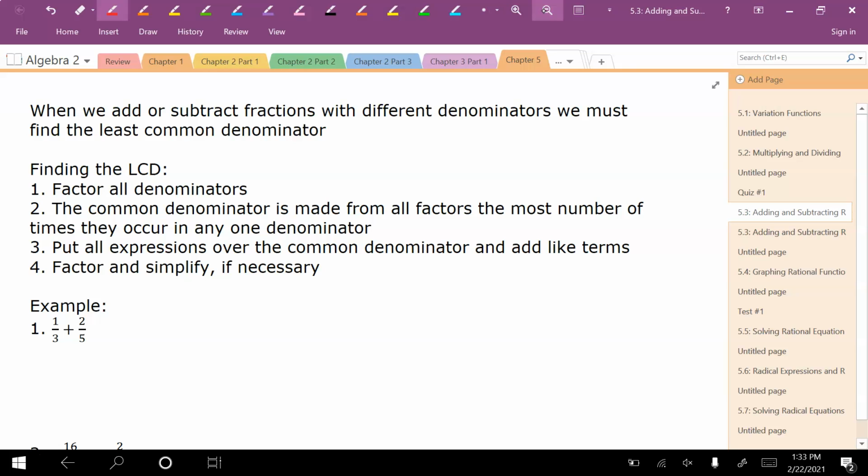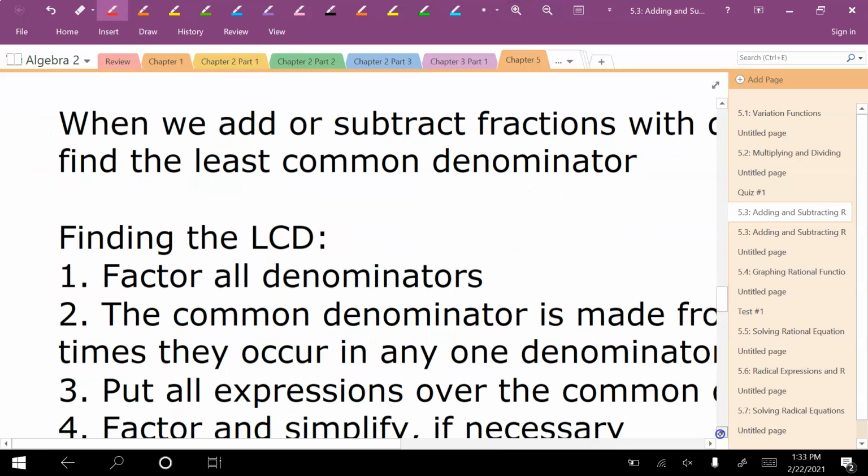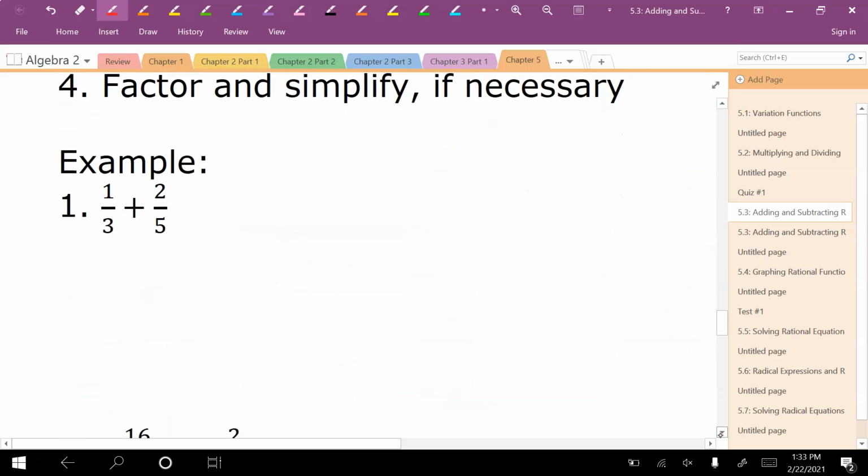Now we're going to start again with just a numbers example to refresh your memory on how you've done this in the past. When you were first learning about fractions, which I know was a long time ago, you had to add and subtract unlike fractions. So I have 1/3 plus 2/5. What's the least common denominator? Good, 15 you said?